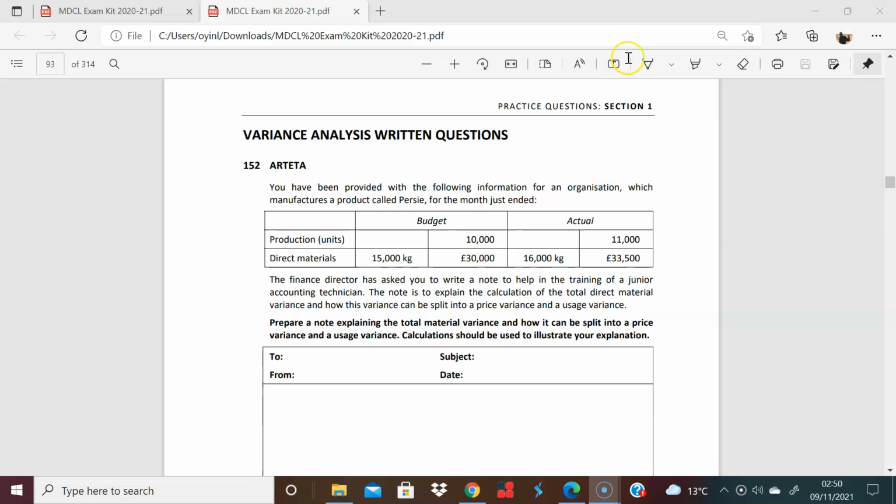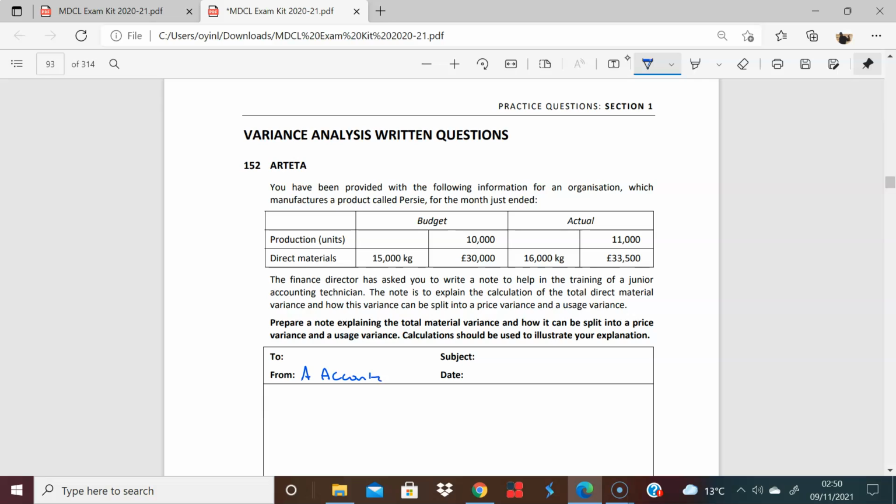Okay, so these are your written questions on variance analysis, and they're really expanding on what we've been doing so far. Of course, please fill out the main points of who you're writing to, the subject, the date, and the fact that it's from you. You can put from an accountant to the finance director, and the subject really is an illustration of variances, and the date, for example, 0911.